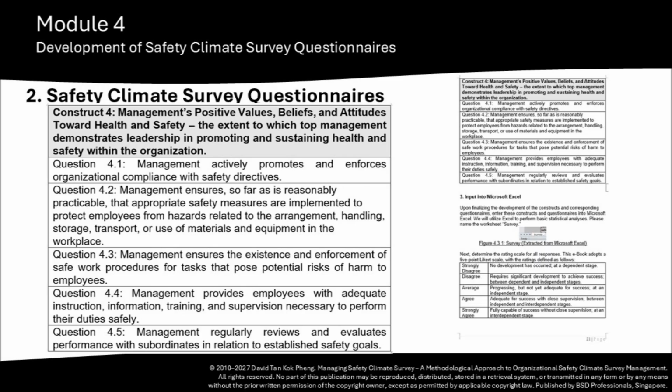Finally, question 4.5 examines whether management regularly reviews and evaluates safety performance together with employees in relation to established safety objectives. This demonstrates continuous monitoring and improvement of workplace safety practices. Overall, these questions assess how strongly management supports workplace health and safety through leadership, resource allocation, communication, training, and ongoing performance evaluation. Strong management commitment is a key factor in fostering a positive safety culture within the organization.